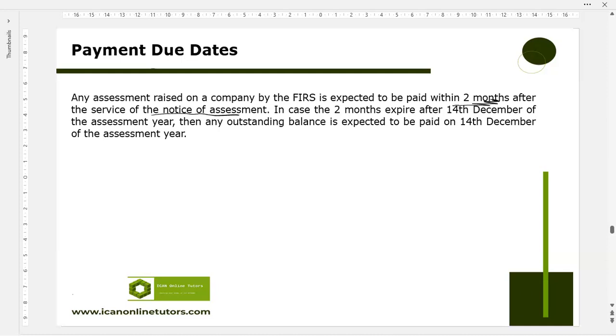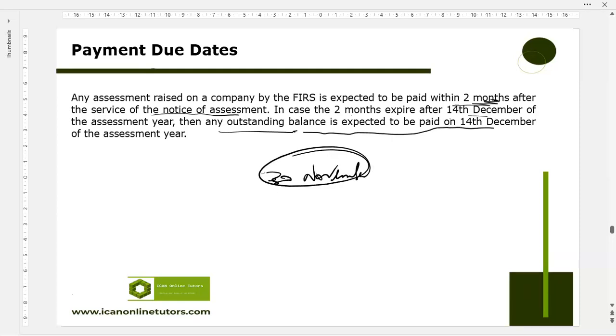So in the case where the 2 months expire after 14th December of the assessment year, then any outstanding balance is expected to be paid on 14th December of the assessment year. I know students do have issues with the interpretation of this provision. So maybe the assessment was raised, received on 30th November. Okay, on 30th November. So you have to pay within 2 months.